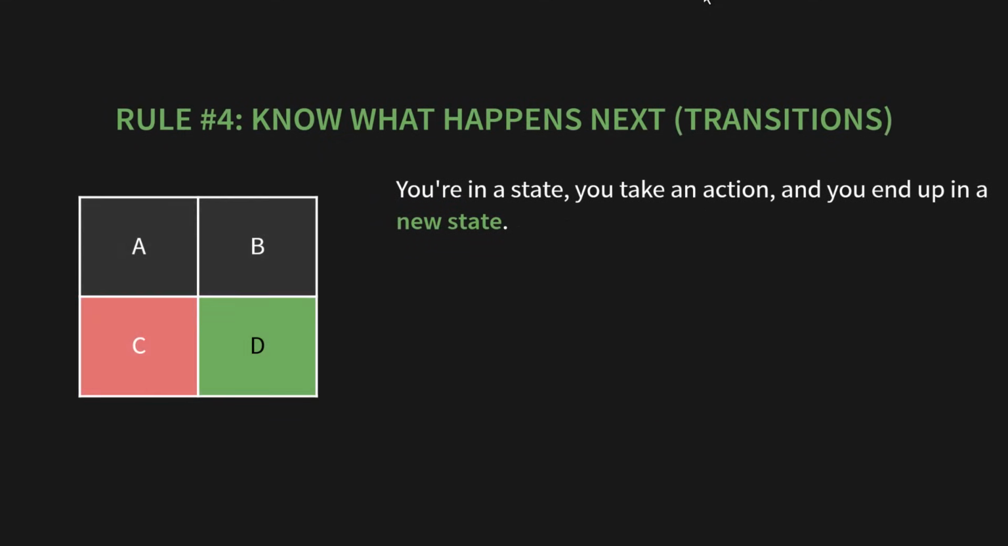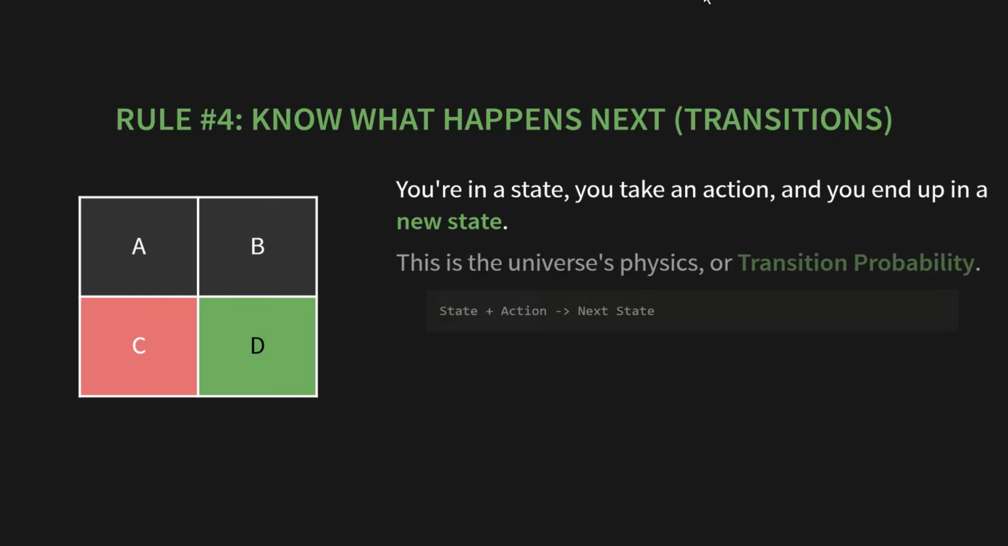And finally, rule number 4. Know what happens next. We call these transitions. You're in a state, you take an action, you get a reward. But then what? The world has to change. You end up in a new state. This rule, the physics of our universe, is called the transition probability. It tells us exactly what happens when we do something.